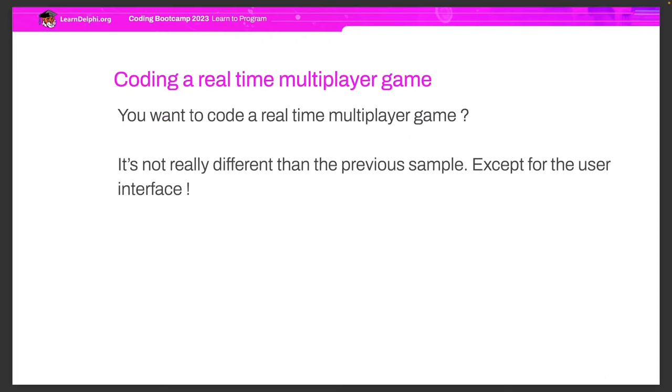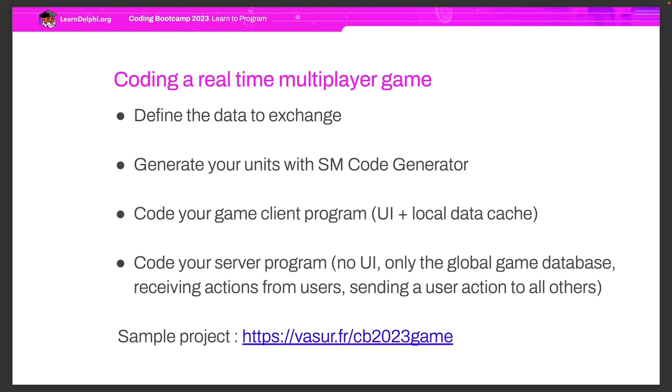Coding a real-time multiplayer game. You want to code a real-time multiplayer game. It's not really different from the previous sample, except for the user interface, of course. Define the data to exchange. Generate your units with a circuit messaging code generator.